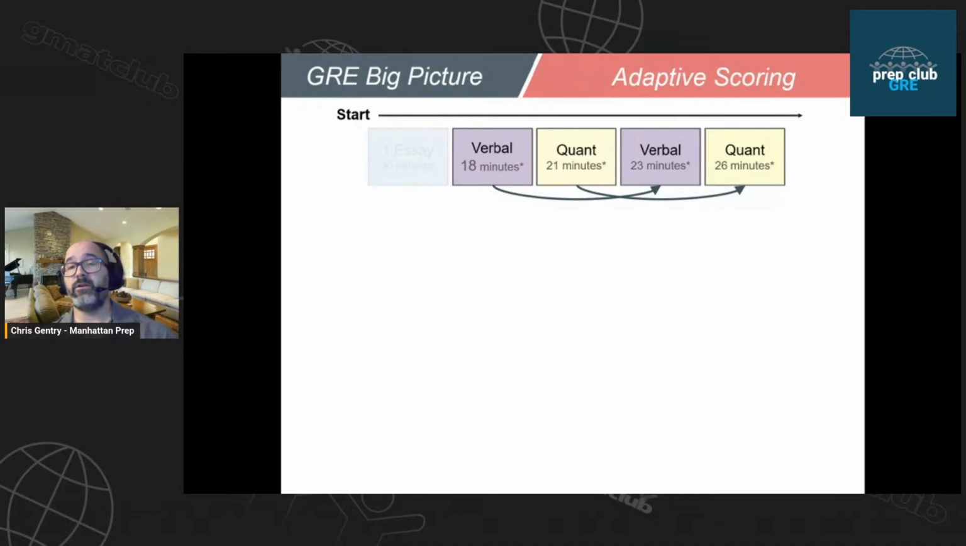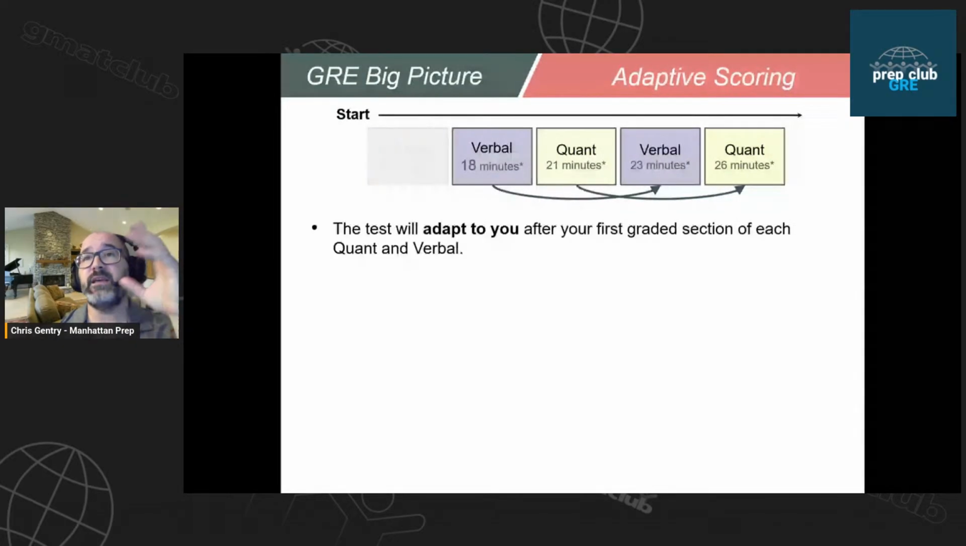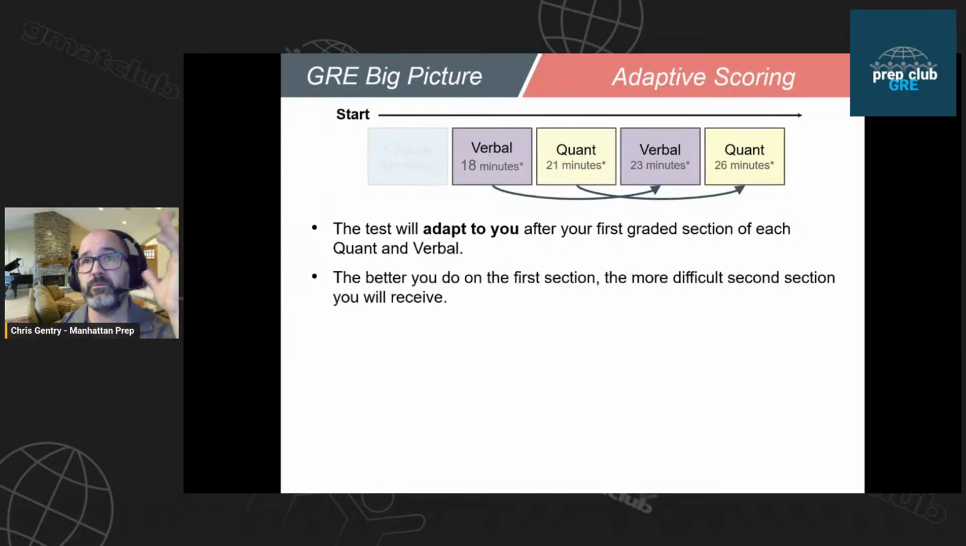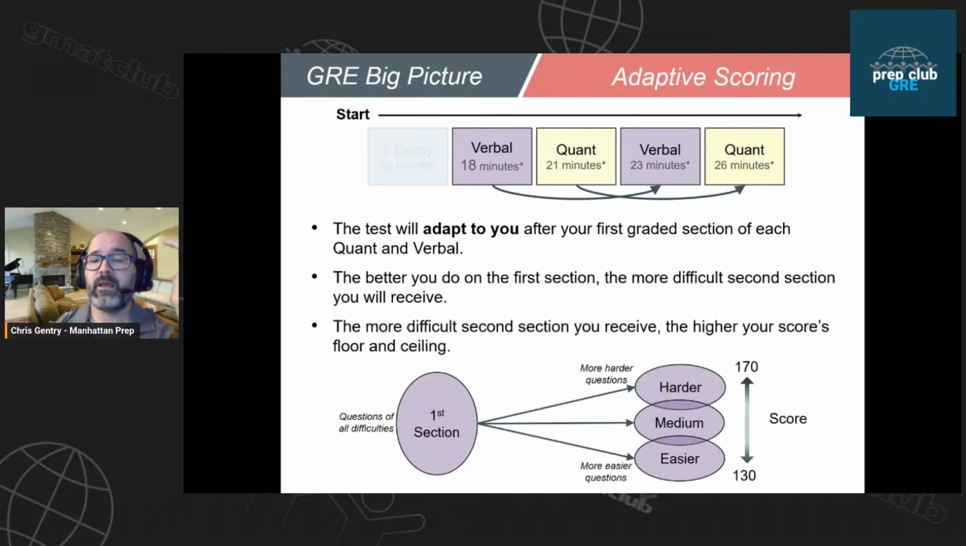That's what you want. When you're looking at that second verbal section and you're thinking, oh my God, this is so much harder than the first, that's a good thing. When you get to that second quant, you're thinking, wow, I don't know if I'll be able to finish this in time. This is so much harder than the first one. That is a good thing. It adapts to you, and it essentially forms this range.